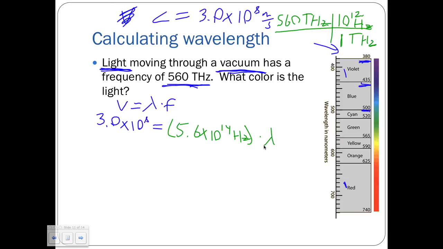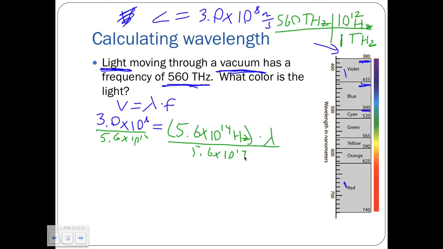So 3 times 10 to the 8th meters per second, the right unit here, equals 5.6 times 10 to the 14th hertz times lambda. Now at this point, it's just a matter of solving this out. We want to get lambda by itself, so we divide both sides by 5.6 times 10 to the 14th. Grabbing our calculators, we get 3 times 10 to the 8th divided by 5.6 times 10 to the 14th, and I get 5.35714 times 10 to the negative 7th.